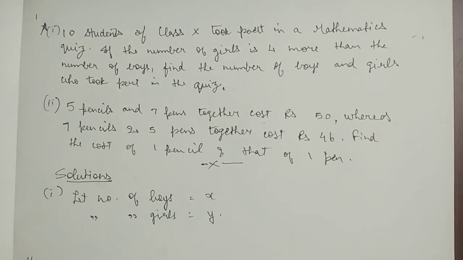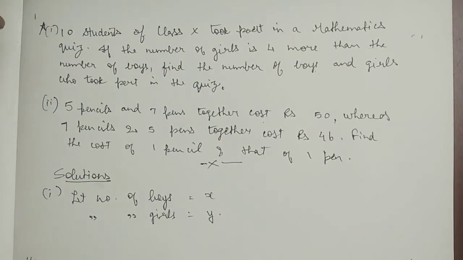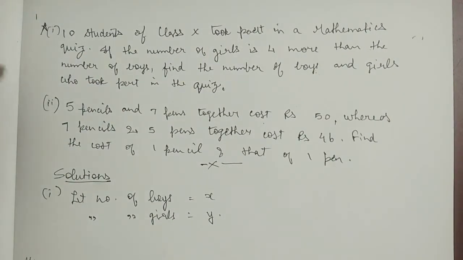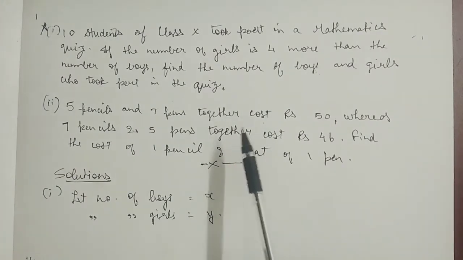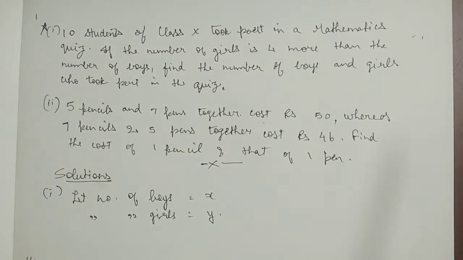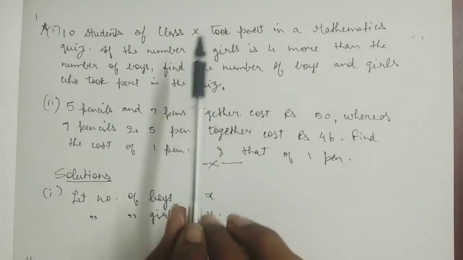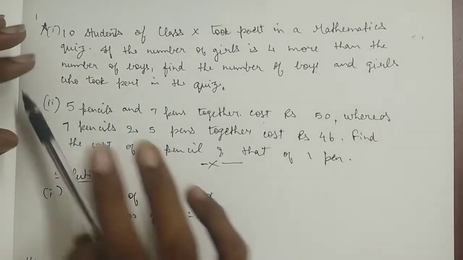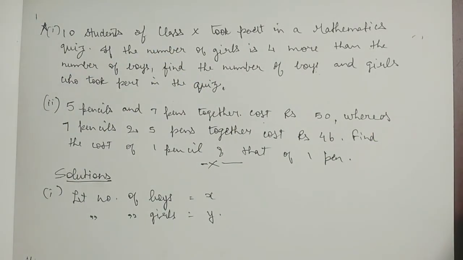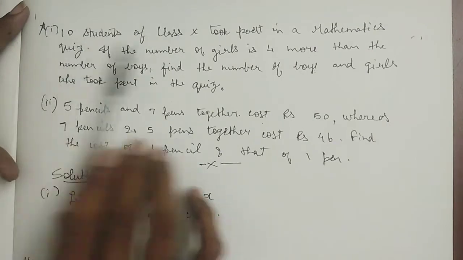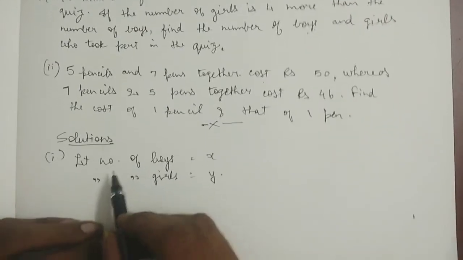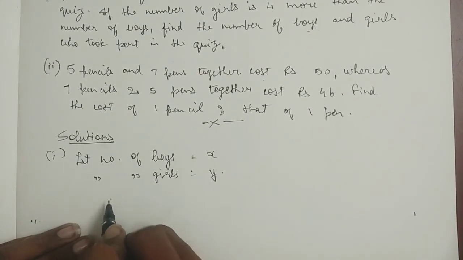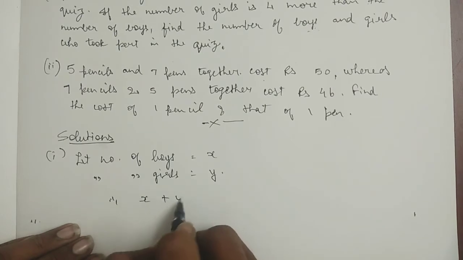Now we have seen what needs to be considered as the variables. This we have done. Now what is the next thing? We have two data here, so that using this data we can form two linear equations. What is the first data? There are 10 students in total. The 10 students of class 10 took part in the quiz. There are x boys and y girls. Together they give the total number of students who took part in the quiz. Therefore, x plus y is equal to 10.